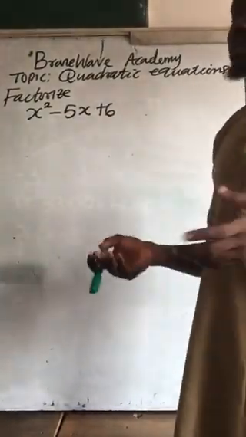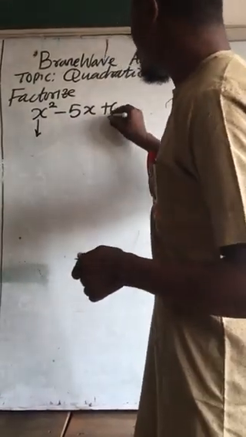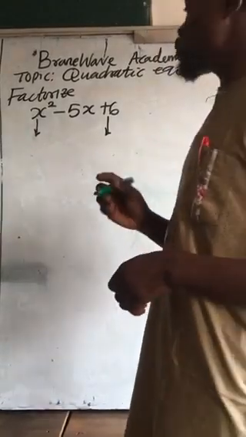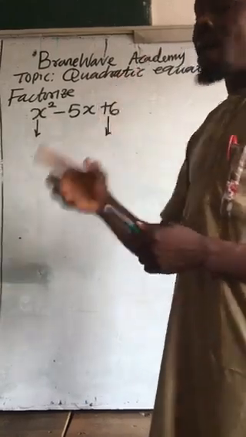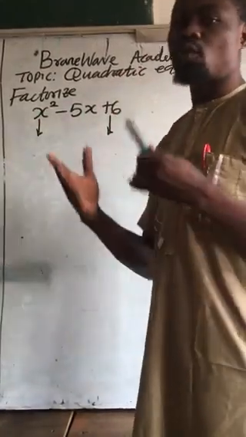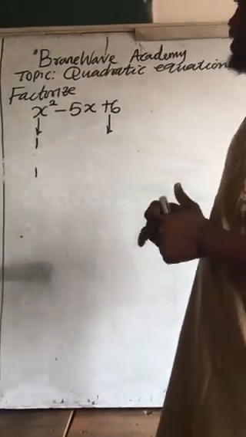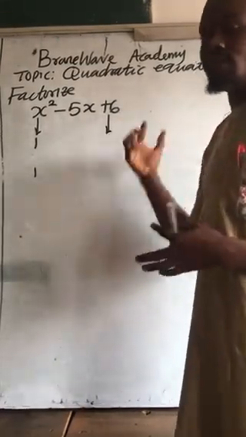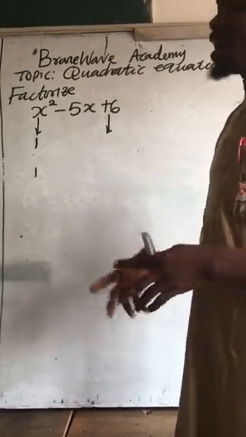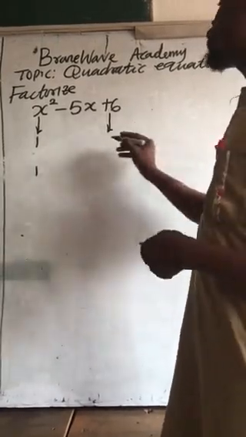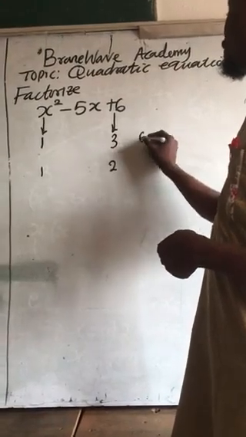No. You can actually use this side. Just draw an arrow here, and I also draw an arrow here. The coefficient of x squared here is 1, and the numbers you can multiply to have 1 are 1 times 1. So you have 1 and 1. Then the next thing is the factors of 6. What can I multiply together to have 6 is 3 and 2, and 6 and 1. I'll drop the 2 factors here, 3 and 2, then 6 and 1.